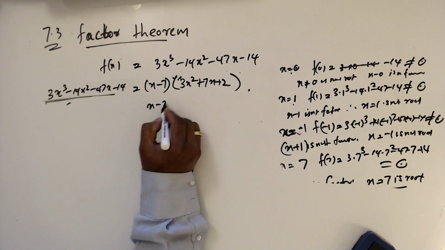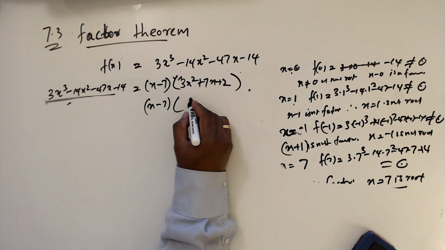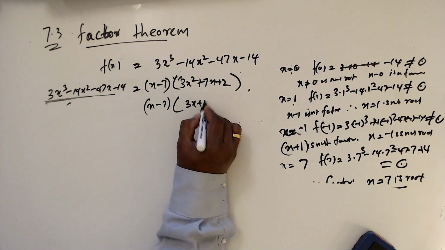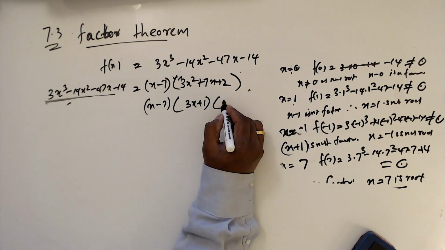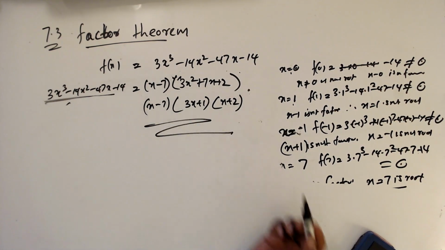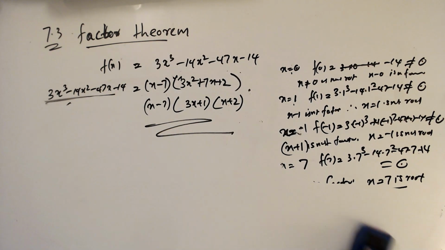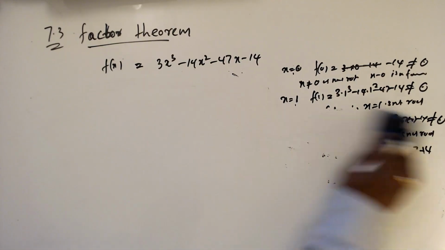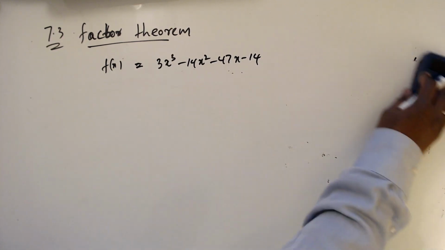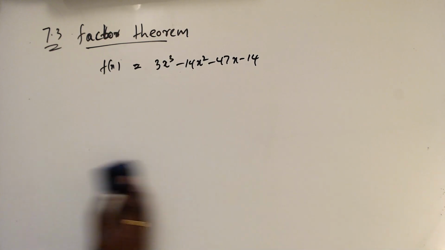Then x minus 7, the other factors are going to be 3x plus 1 and x plus 2. You can factorize this one. Now my question is, if I ask you to factorize this one, how do you do it?